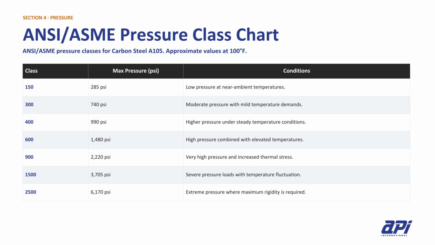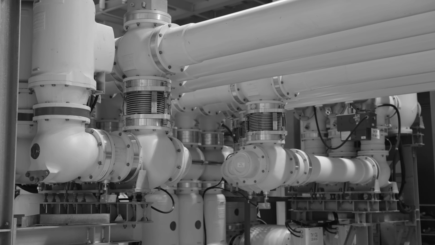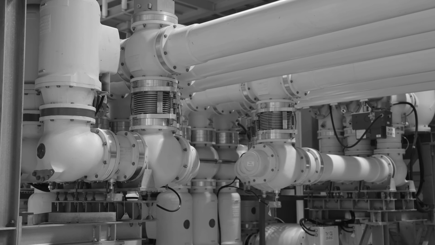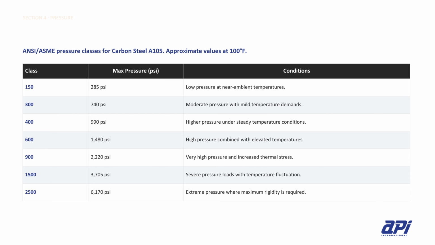Pressure classes define the maximum allowable working pressure at a reference temperature. For carbon steel A105 at near ambient temperatures, ratings range from Class 150 with a maximum allowable working pressure of about 285 psi, all the way up to Class 2500 at roughly 6,170 psi. These are approximate values, and the real limits depend on material and operating temperature.